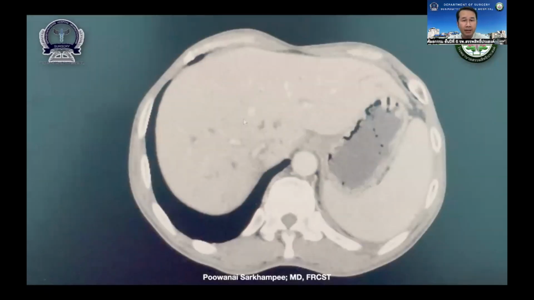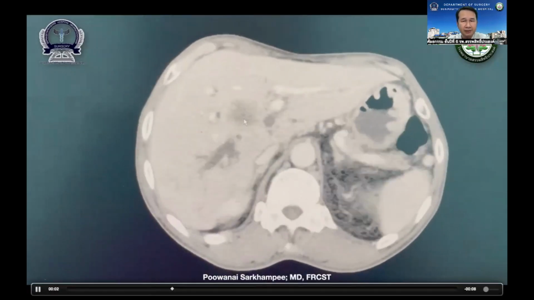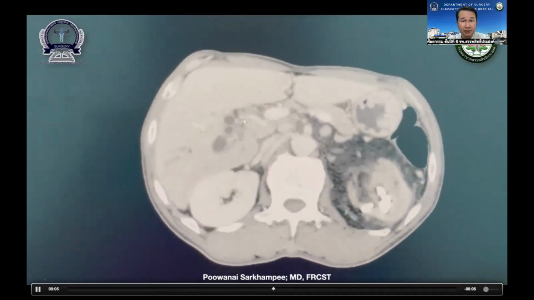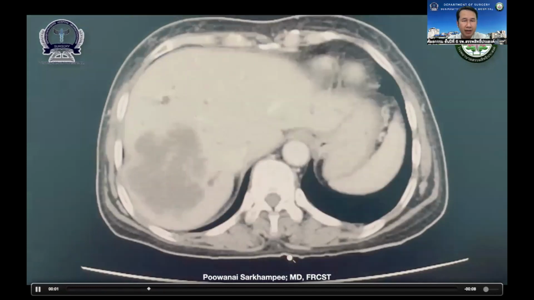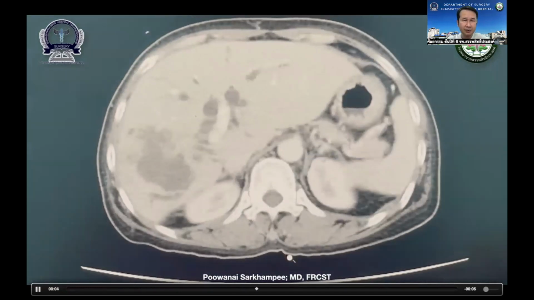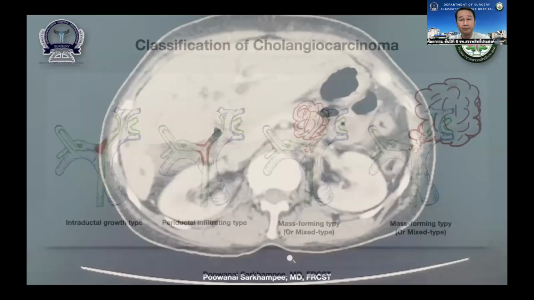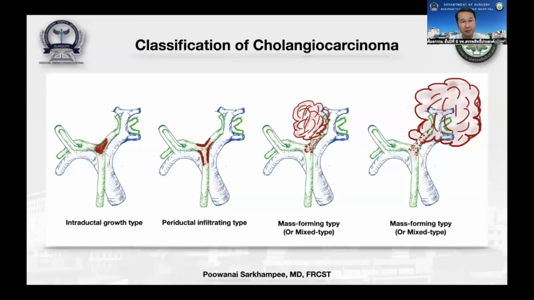Okay, and this case had a mass here in the hilar regions. The last one has the large mass here and involves the hilar region here. Okay. So we have four types of case. The intraductal growth type in the confluence here, the periductal infiltrating type here, and the tumors here that involve the hilar region here. And the tumor grows this time from the hilar region, but it involved the hilar here.